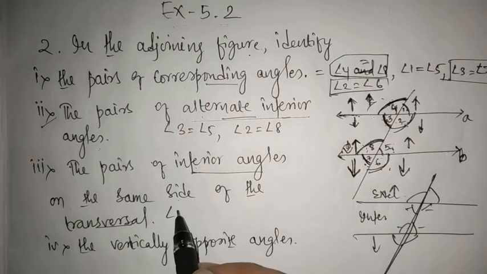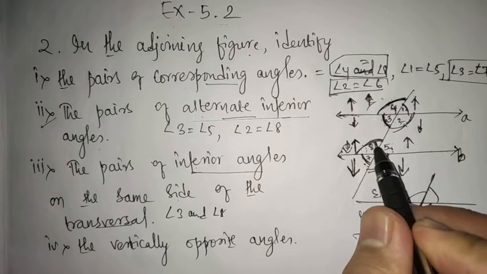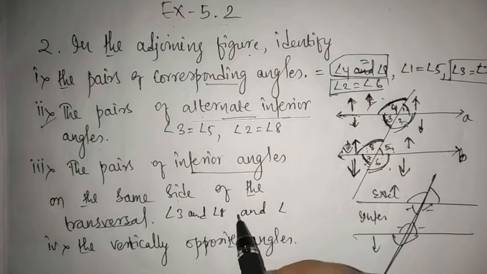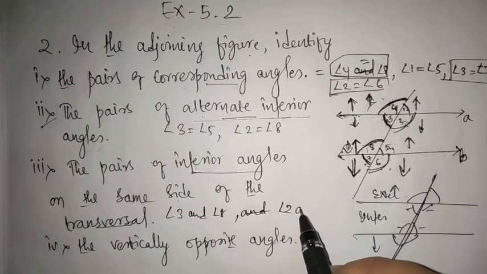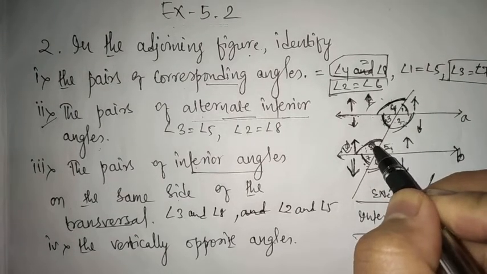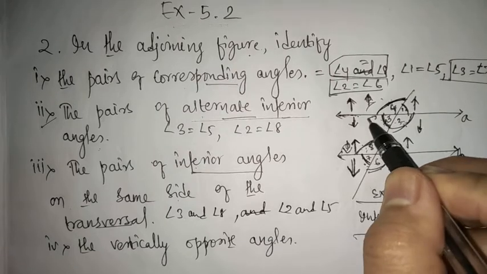Say angle 3 and angle 8, and angle 2 and angle 5. Yes, you can write angle 2 and angle 5. Alright, angle 3 and angle 8 is one side of the interior angle, same side. This is the one side.